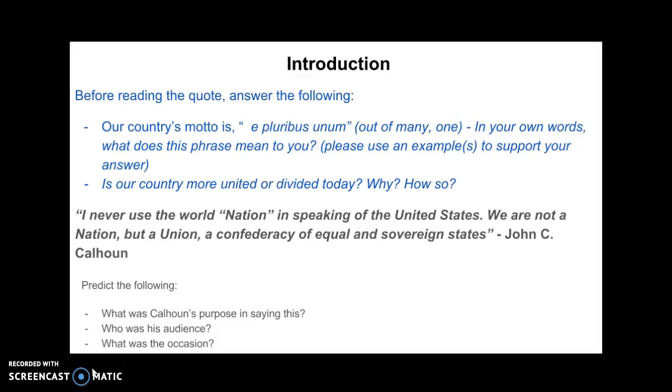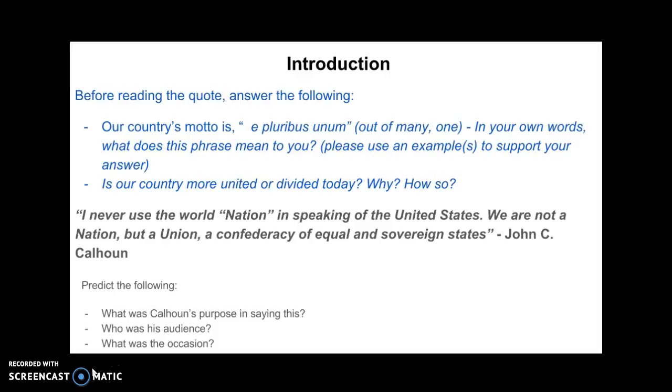What I want you to do is, in your own words, discuss with your partner and come up with an answer as to what this phrase means to you. Please use examples to support your answer, and these examples can be from modern day. You could say out of many, one means this to us, and you could also look at the context of when it was created during the period of the founding fathers. We're looking at the 1780s.